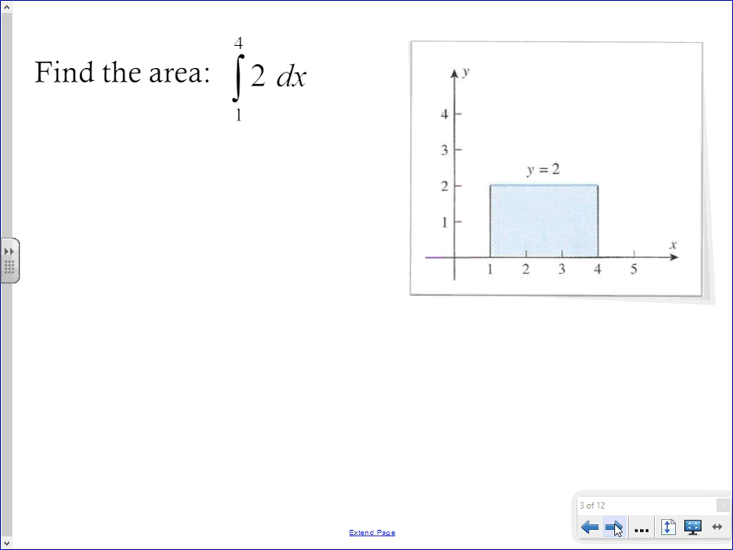For example, the integral from 1 to 4 of 2 dx. Write it down, draw the picture. Our function is 2. The line y equals 2. Our interval is from 1 to 4.